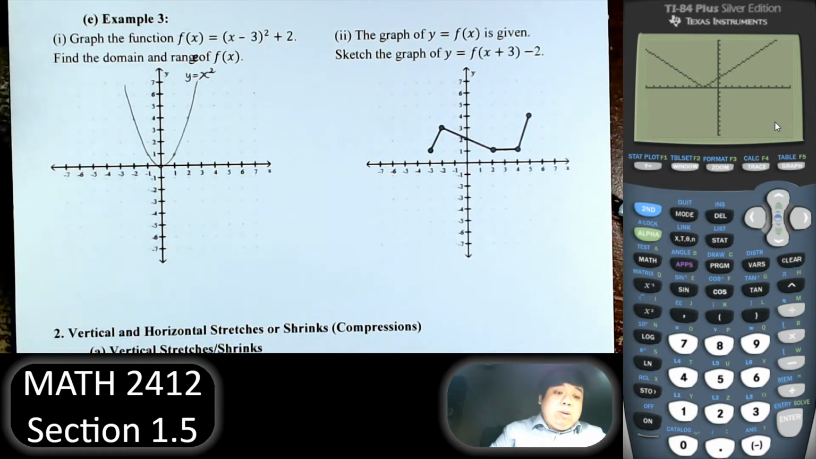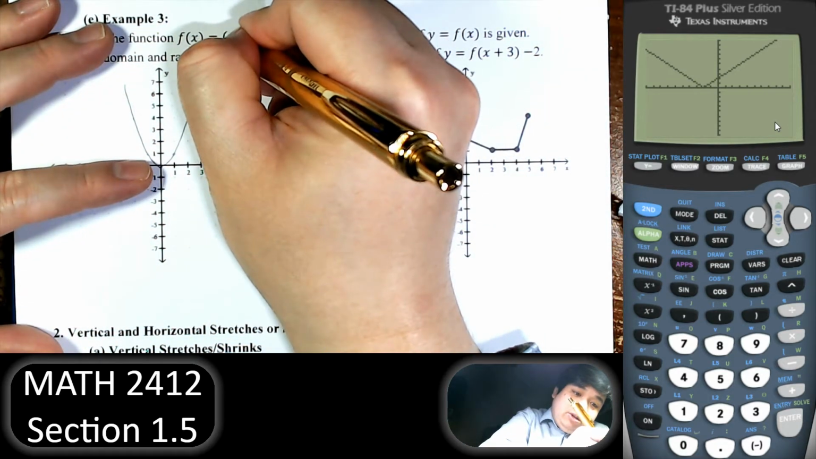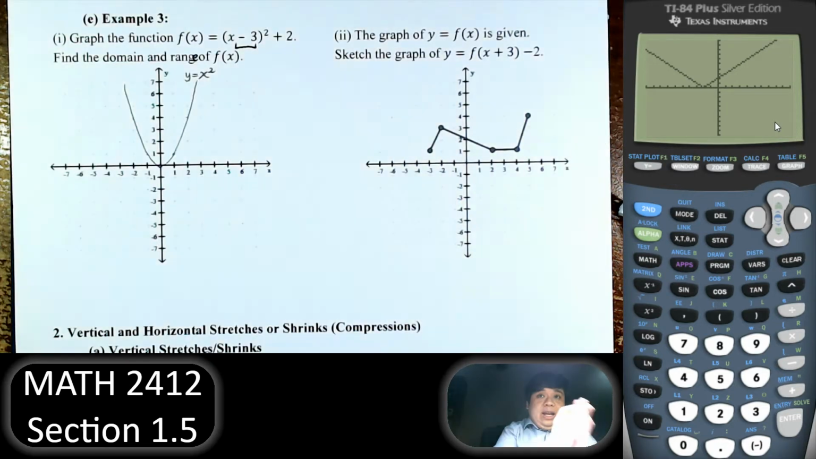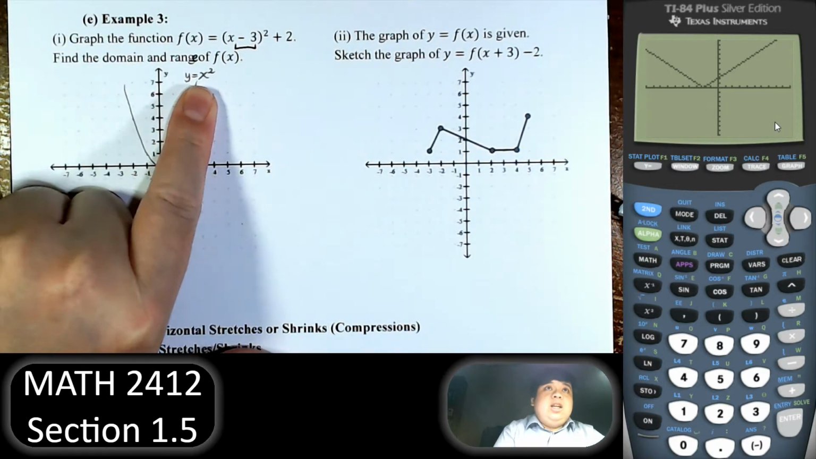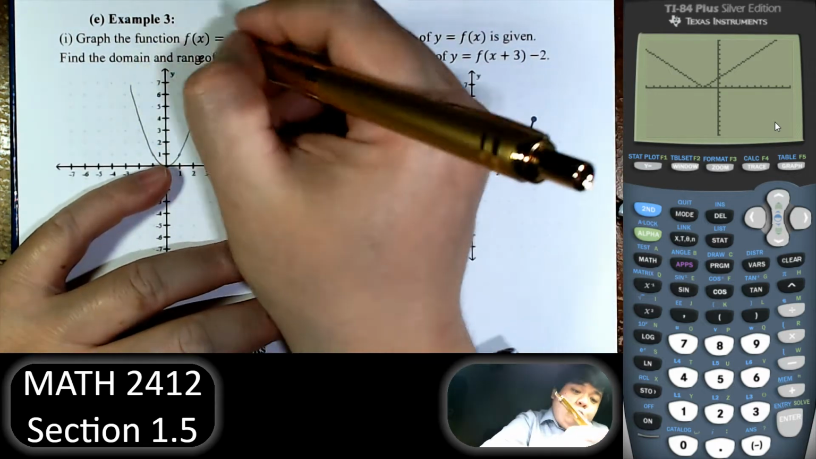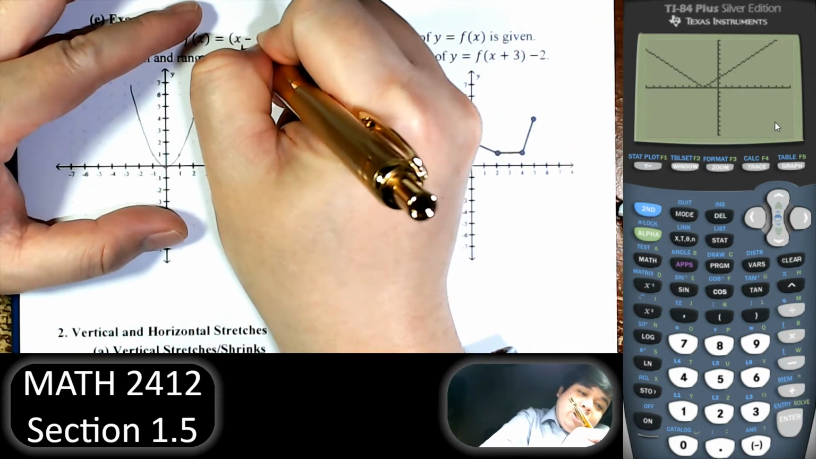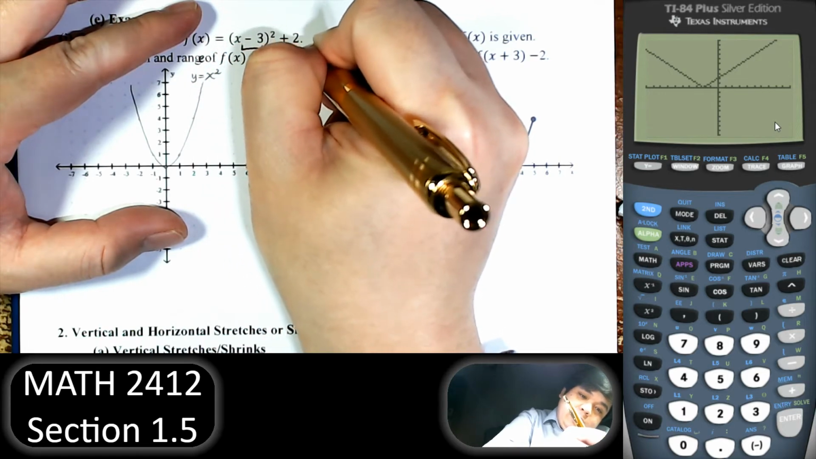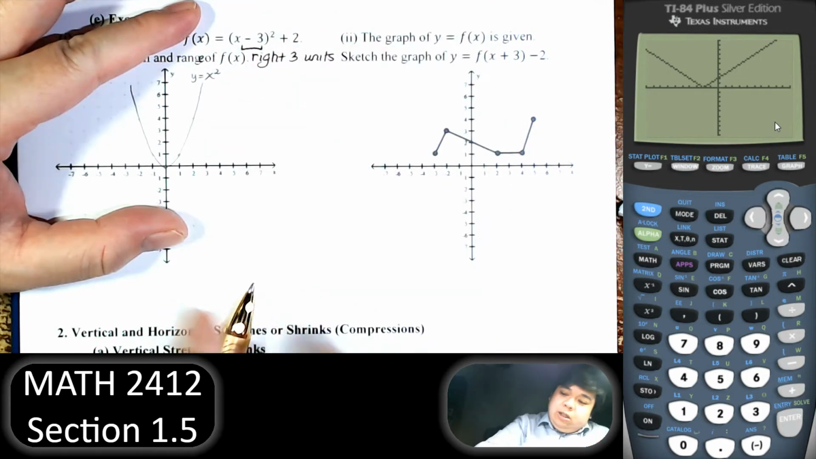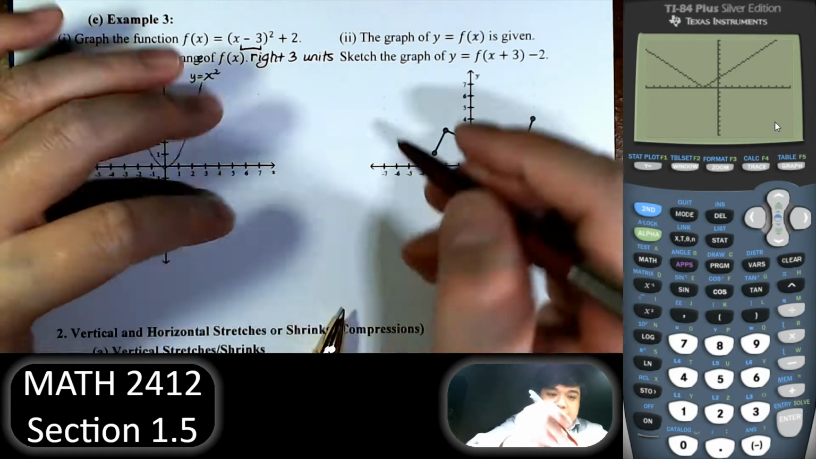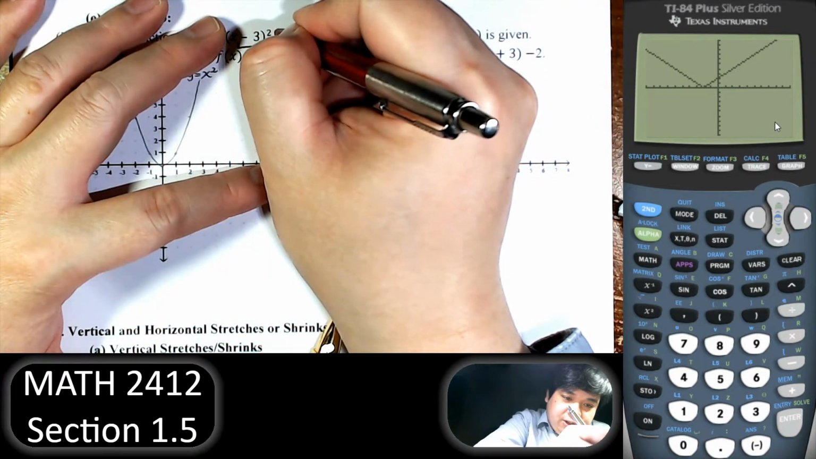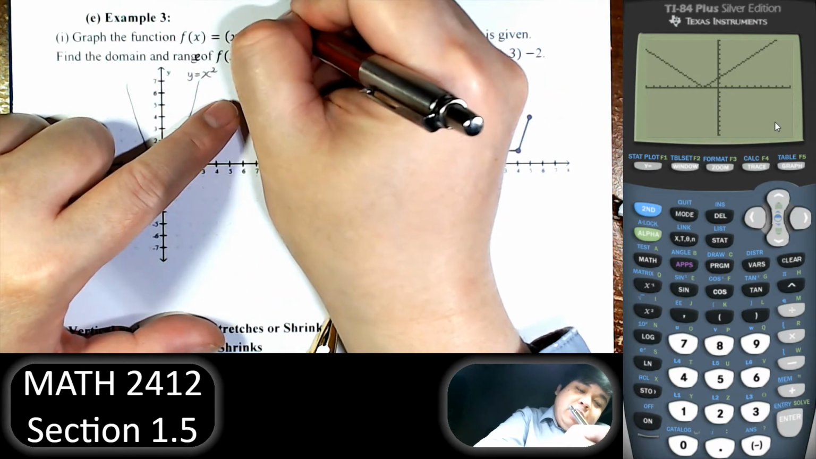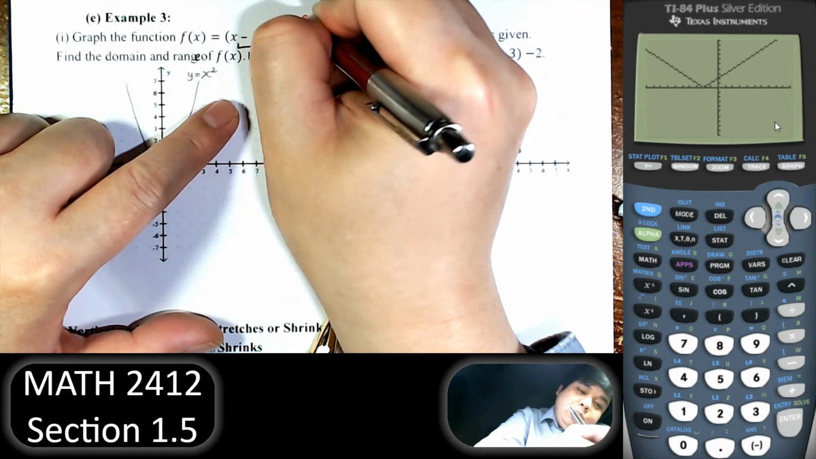Now, we have two components to it. First, minus 3. Minus 3 is with the x. So that means it will be 3 units to the right. So we say right 3 units. And there's a plus 2. Plus 2 at the end of the function. So that means it goes up 2 units.